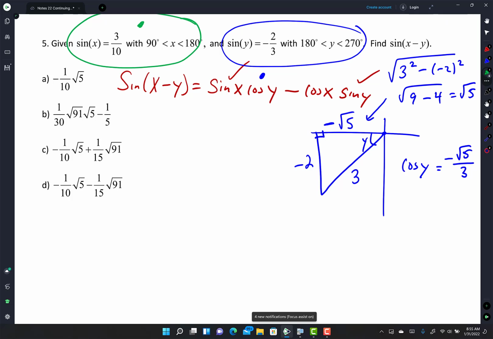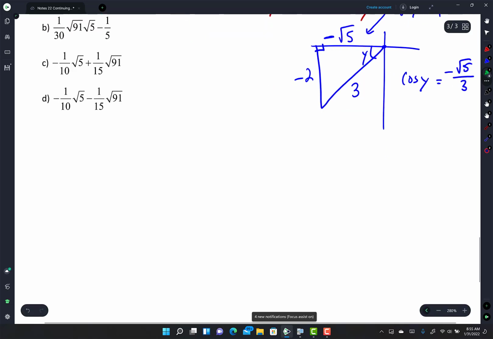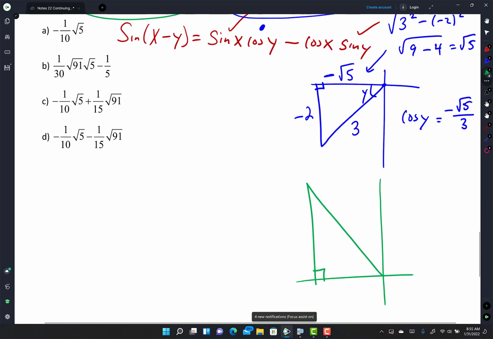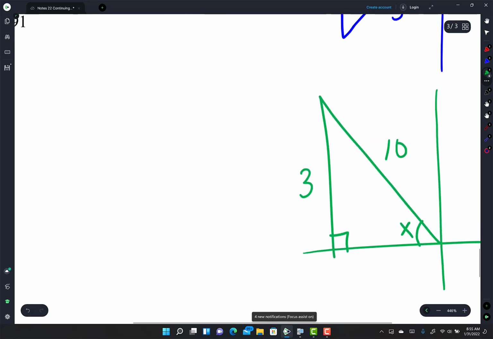X is between 90 and 180. What quadrant is that? 2. So I'm going to exaggerate quadrant 2. So here I am exaggerating quadrant 2. Start at the origin, draw a triangle. And they told me that cosine x is 3 over 10. So here's x, always use a reference. Opposite, hypotenuse. And I'll zoom in because I know a lot of you guys can't see.